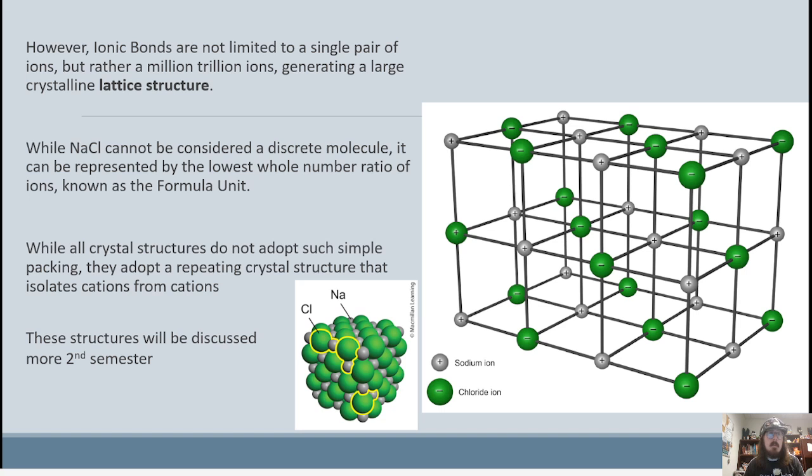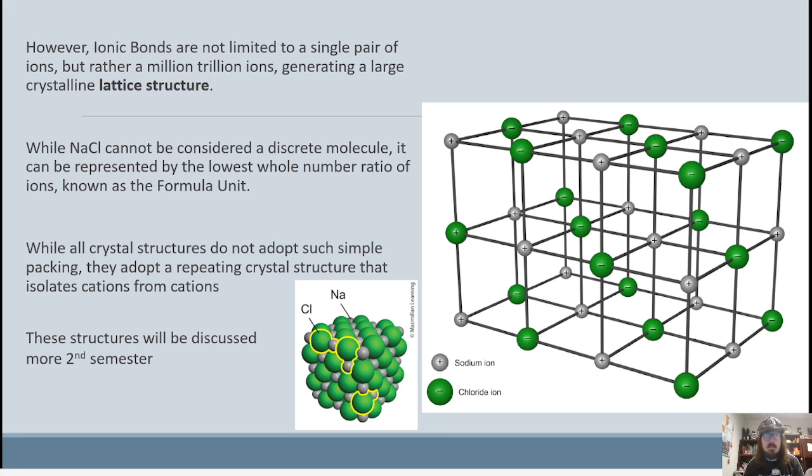Well, remember, our ionic bonds are not just a single pair of ions, but rather a million trillion ions. And it's going to generate a crystal structure like what we see in either picture. We call this a lattice structure, in which these guys are woven together in such a pattern that no one sodium is touching any other sodium. It always has a chlorine in between. And no one chlorine is touching any other chlorines. There's always a sodium in between.